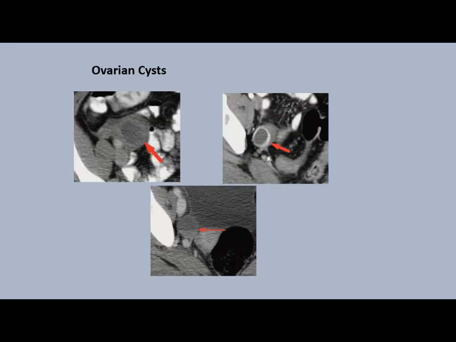Regarding ovarian cysts, we have simple ovarian cysts, and simple ovarian cysts can be complicated by hemorrhage, infection, or even torsion. The simple one may appear as a thin wall cyst containing low attenuation fluid on CT. Sometimes there is enhancement of the wall, or sometimes there is a fluid level due to, as we said, hemorrhage in the cyst.